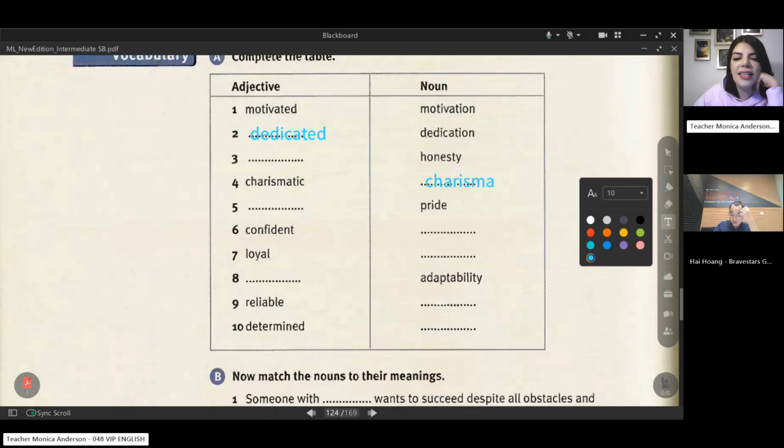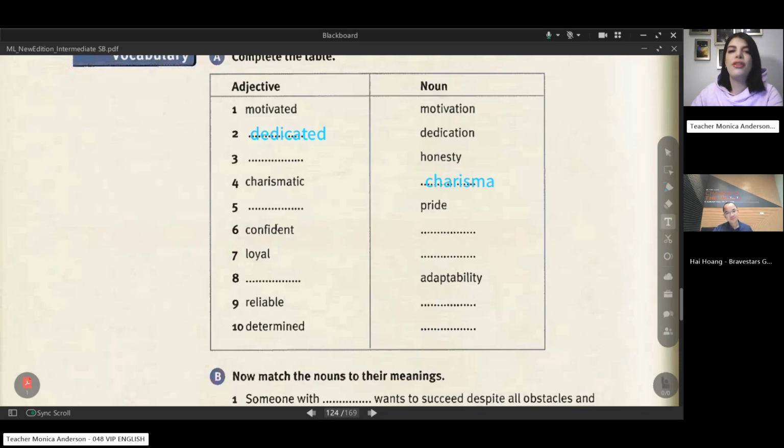And pride. Pride, proud. We say, I'm proud of you, for example. So pride, proud. And confident. Confident, confidence, of course. Loyal. Loyal, loyalty.